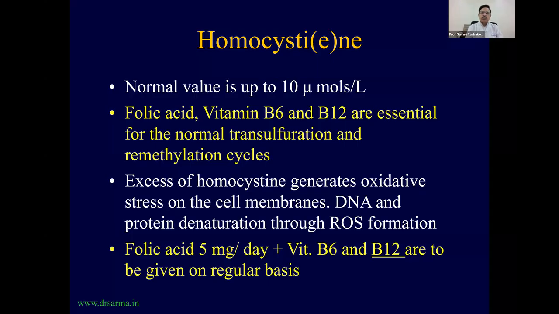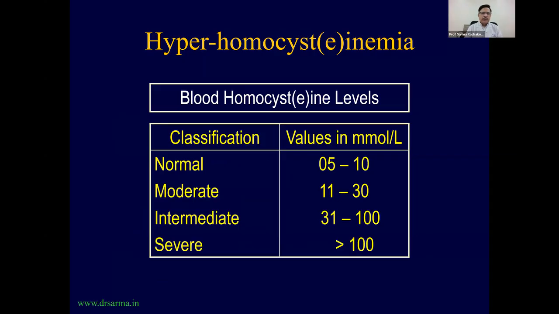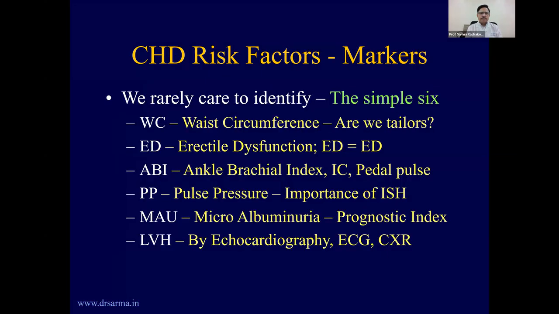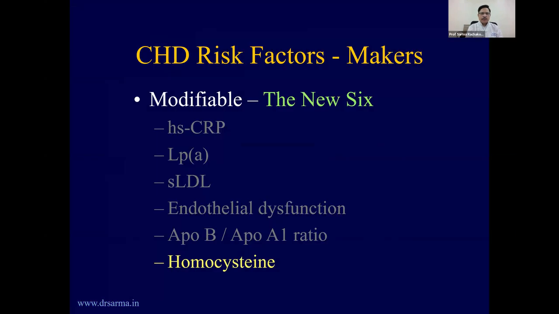If you find somebody whose homocysteine is more than 10 micromoles per liter, you have to put them on folic acid plus vitamin B6 and B12. Now, homocysteine levels, normal 0 to 5 is normal, 11 to 30 moderately elevated, 31 to 100 intermediate, severe more than 100. So, we have finished all the risk factors which we said are the markers like HSCRP and then the LPA, SLDL, endothelial dysfunction, ApoB by A1 and homocysteine.